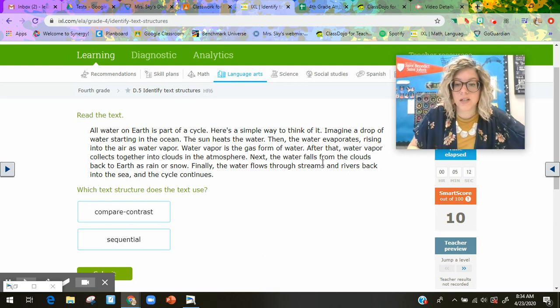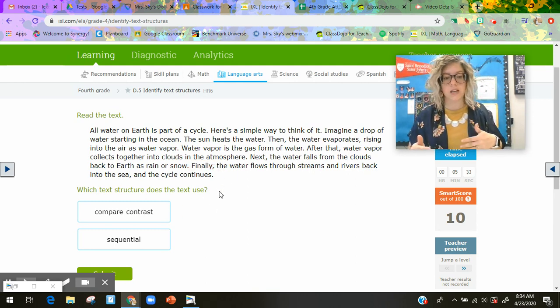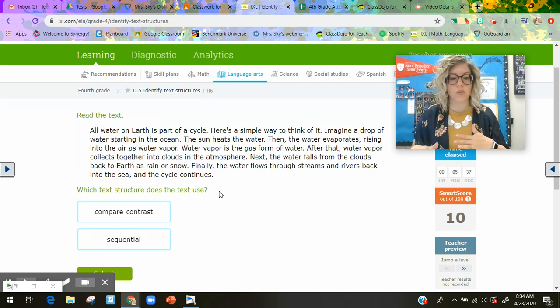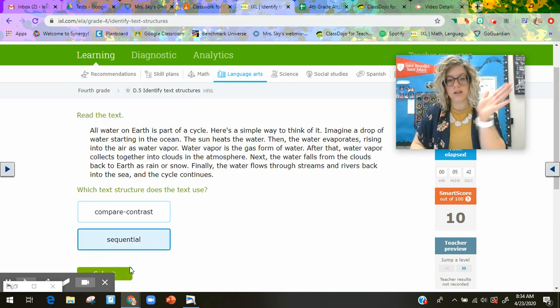So I'm noticing a lot of key words that are telling me something in order. I'm seeing the word then, I'm seeing the word after that, I'm seeing next, I'm seeing finally. Okay, so those are also keywords that are telling me something in order. They're not comparing and contrasting anything. They're just telling me how the water cycle goes. How does it flow? Okay, so this is sequential order. They're telling me from start to finish, how does the water cycle run?